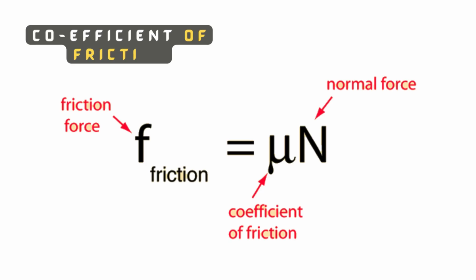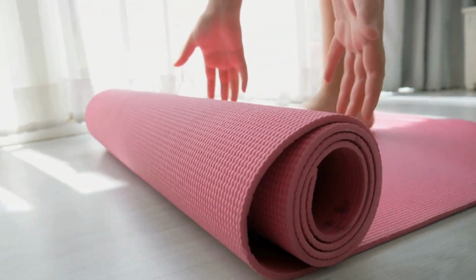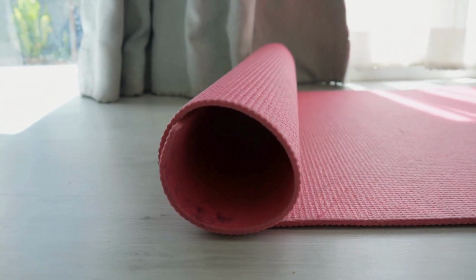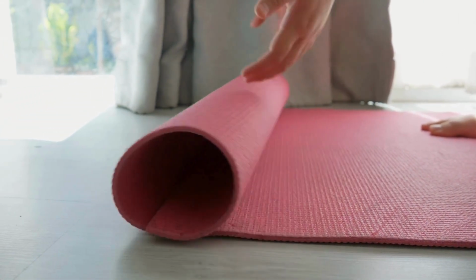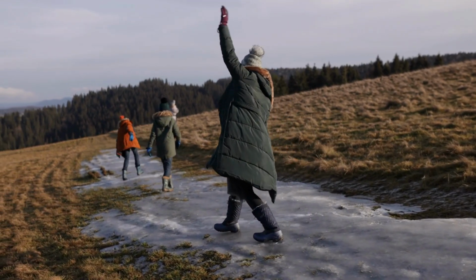Coefficient of friction. It's a measure of how much friction exists between two surfaces. It's represented by the symbol μ. The coefficient of friction is different for different pairs of materials. For example, rubber on concrete has a higher coefficient of friction than ice on ice.